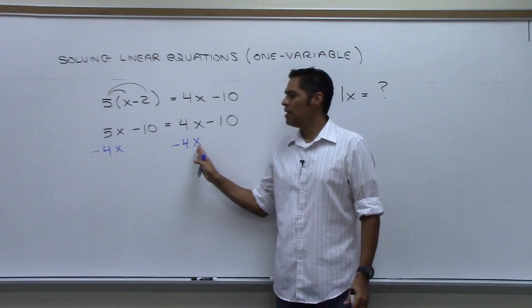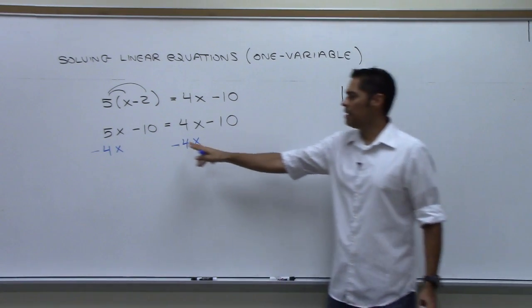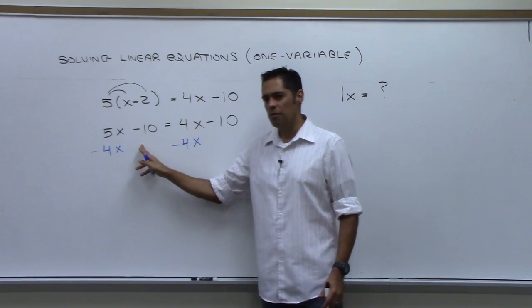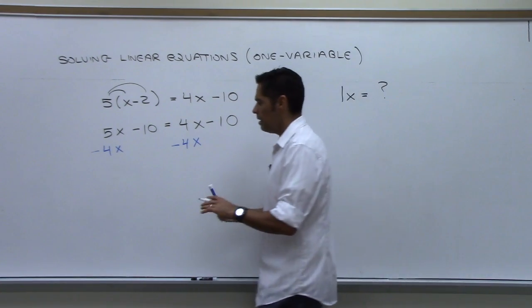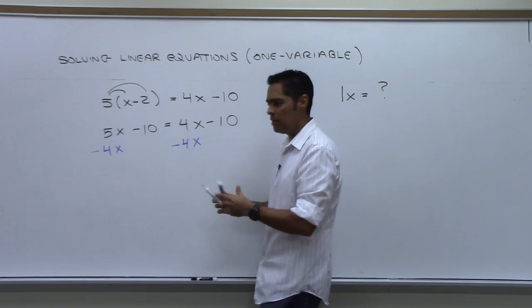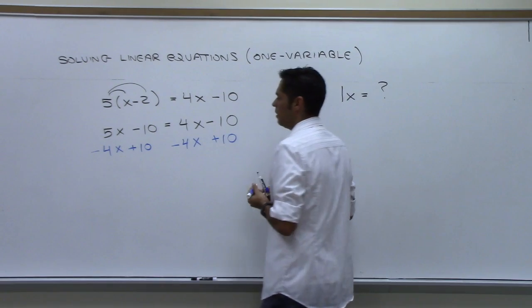Okay, so this is going to have the effect of moving all my x's to the left. But I have a negative 10 over here, which I don't want on this side, right? So to undo that negative 10, I'm going to add 10 to both sides. I'm going to do this all at one time, and as we progress through the class, I won't even show these steps. This is just the first time. All right, so add 10 here, add 10 here.